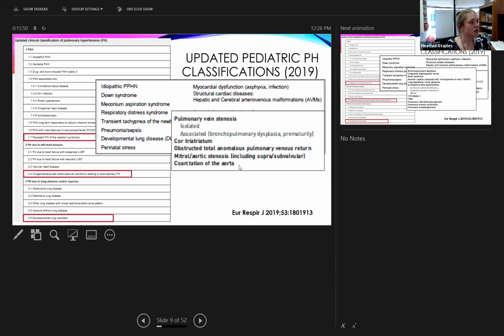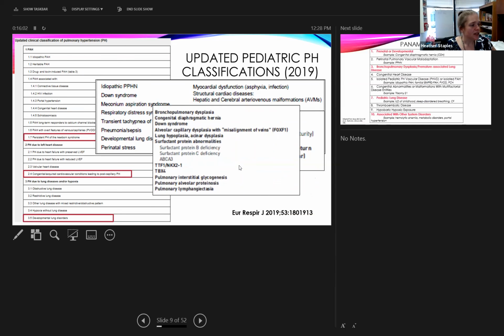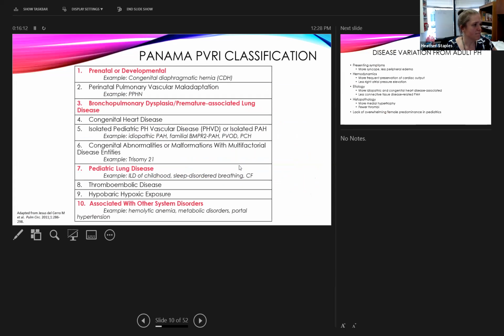And then what we see most commonly with kids who are going home on medications is pulmonary hypertension related to developmental lung disorders, which is essentially our chronic lung disease babies. We also see it in kids who have congenital diaphragmatic hernia, Down syndrome, as I said, other developmental issues such as surfactant deficiency and so forth. So this is that other group of classifications I mentioned, the Panama classification. You don't need to know all of these nitty-gritty details. I just wanted you to be aware that there are some different classification schemas.